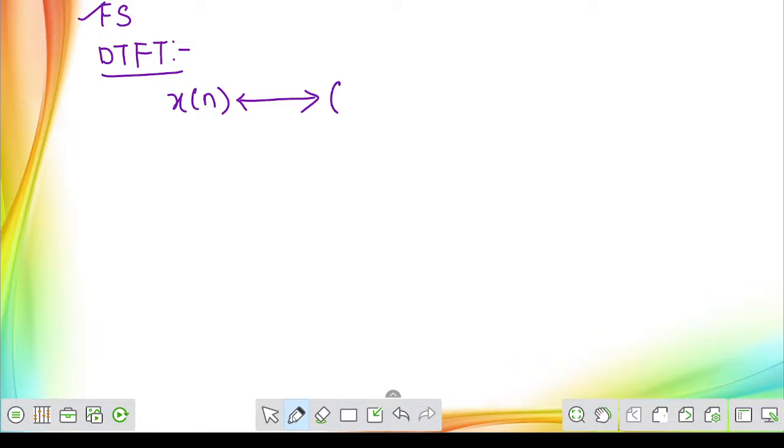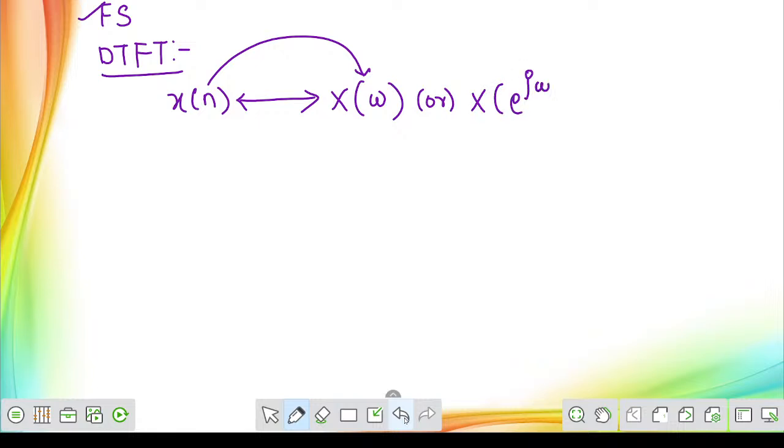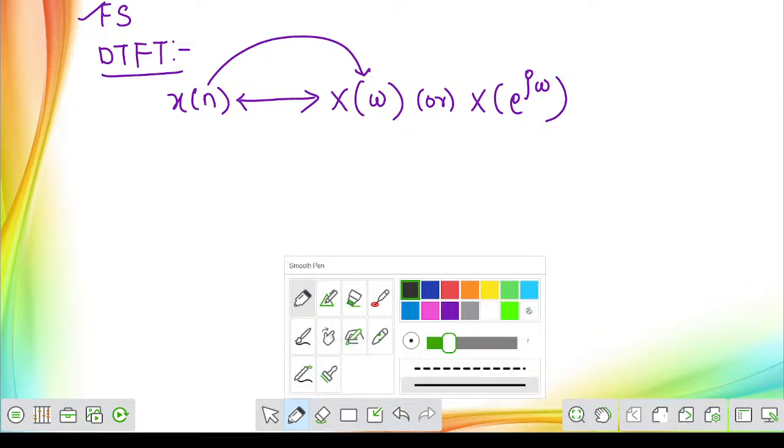In the case of the discrete domain, sometimes people directly write X of omega to represent that the given signal is in the frequency domain. The other way of representing the signal is to write X of e power j omega. That is another way of representing the signal in the discrete domain. So, discrete time Fourier transform. Now let's continue from the beginning.